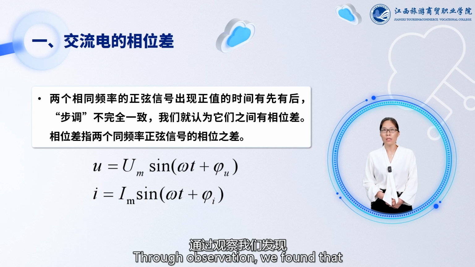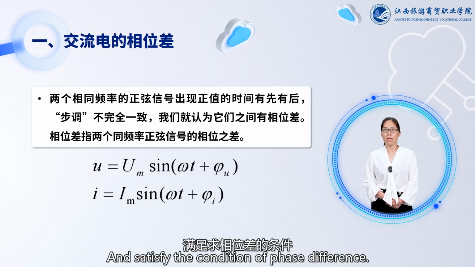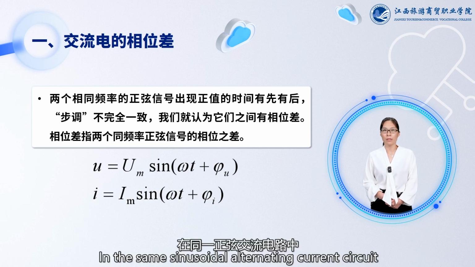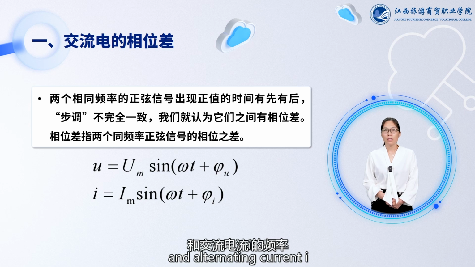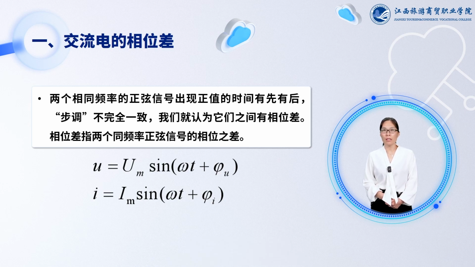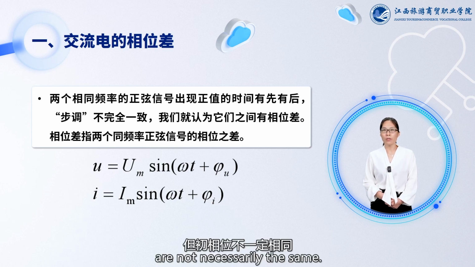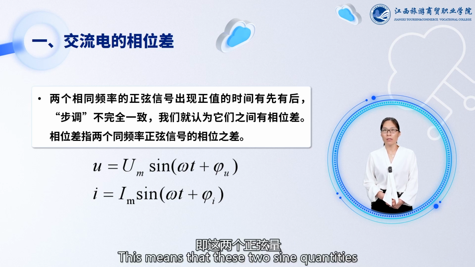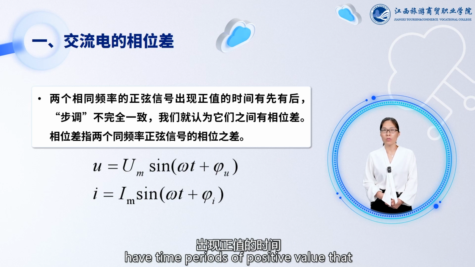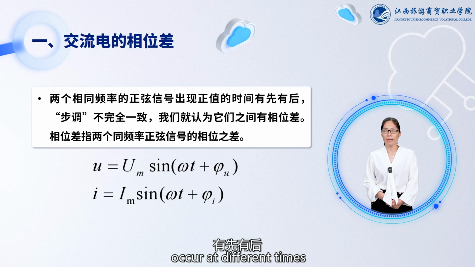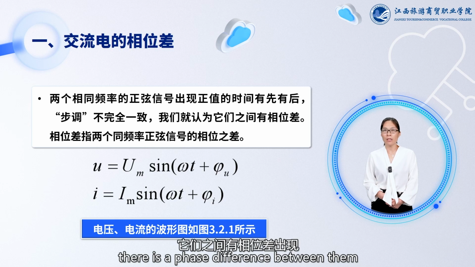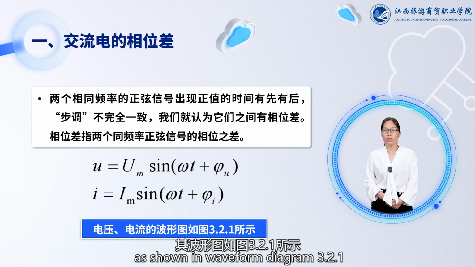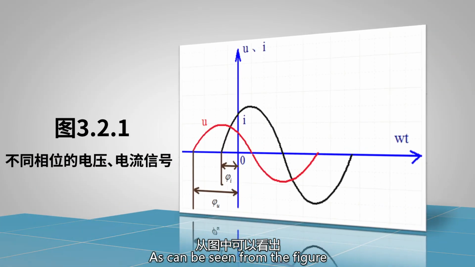Through observation, we found that both have the same frequency and satisfy the condition of phase difference. In the same sinusoidal alternating current circuit, the frequency of AC voltage u and alternating current i are the same. But the initial phases are not necessarily the same. This means that these 2 sine quantities have time periods of positive value that occur at different times, with slightly different paces. Therefore, we can conclude that there is a phase difference between them, as shown in waveform diagram 3-1, as can be seen from the figure.